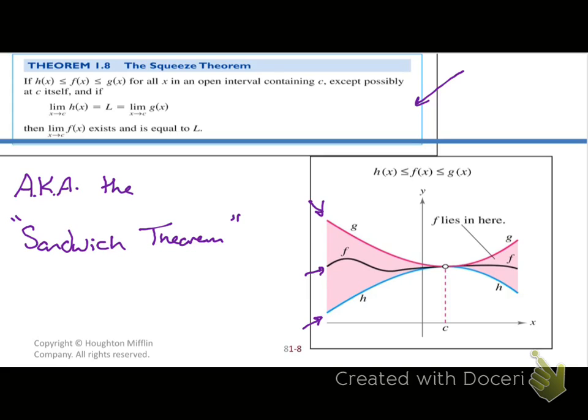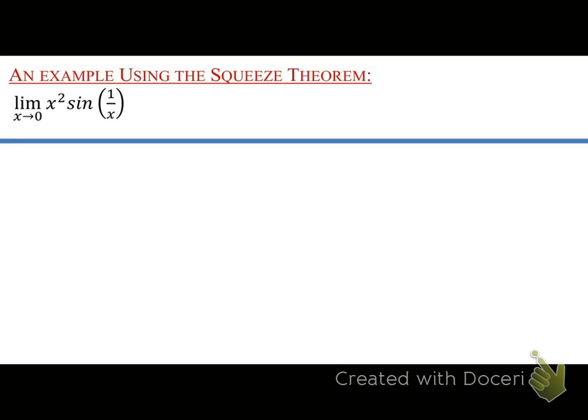And the limit of the upper and lower function are the same value at a point C. So it's talking about this x value of C, that the upper and the lower have the same limit. Then the function bound between the two has to also have that same limit. So kind of an interesting theorem when you think about this, and again the picture is like, well, yeah, that makes sense. So here's an example using the squeeze theorem.